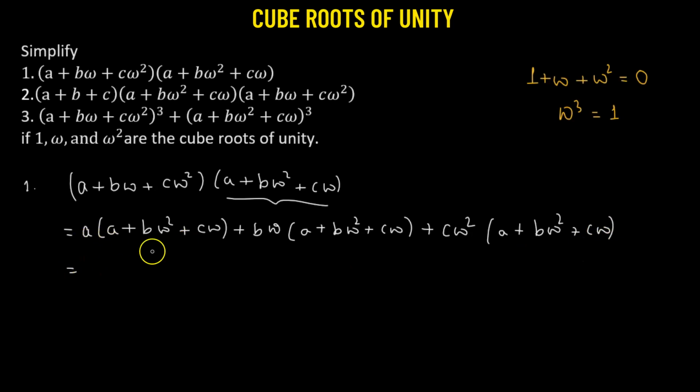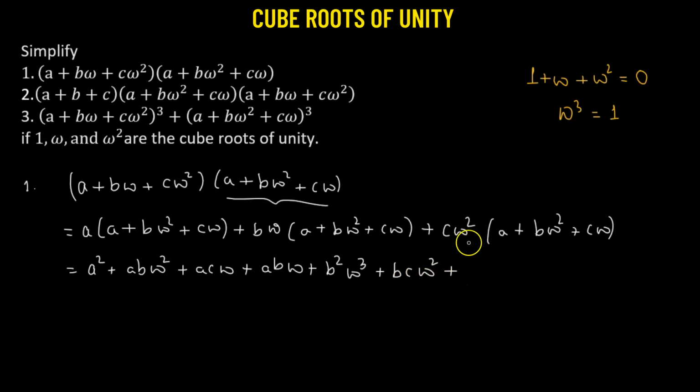Now let's distribute a to each of the terms within the parentheses. So we'll get a squared plus ab times omega squared plus ac times omega. Then we multiply b omega with each of the terms within the parentheses. So this will give us ab times omega plus b squared omega cubed plus b times c times omega squared. And multiplying c omega squared to each of the terms within the parentheses is going to give us ca times omega squared plus cb times omega raised to the power of 4 plus c squared times omega cubed.